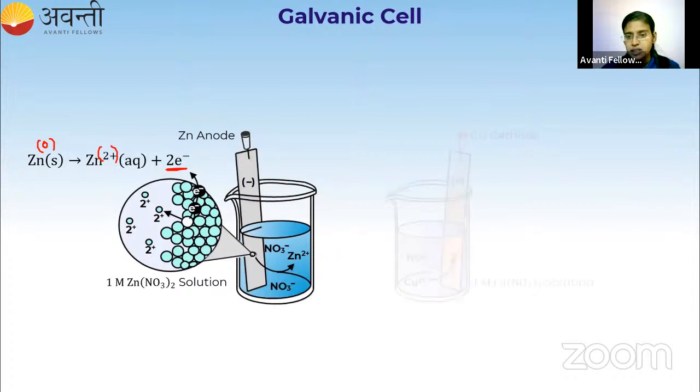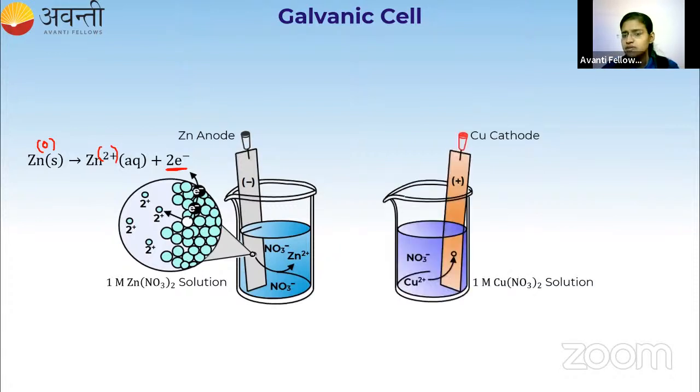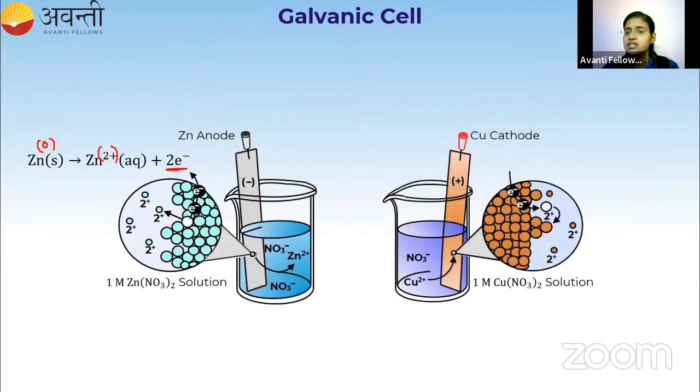In the other beaker, I am taking a copper nitrate solution where the concentration is 1 molar, and a copper cathode is dipped inside this. Here the copper will get reduced. I have Cu2+ ions in the solution, and those Cu2+ ions will gain 2 electrons and be converted to copper. So here gain of electrons takes place, and at the anode loss of electrons takes place. That means at the anode oxidation takes place and at the cathode reduction takes place.